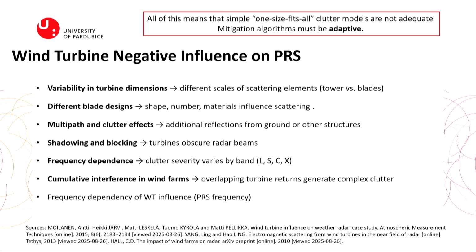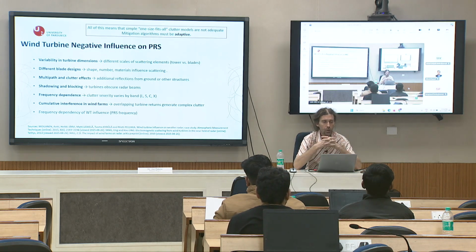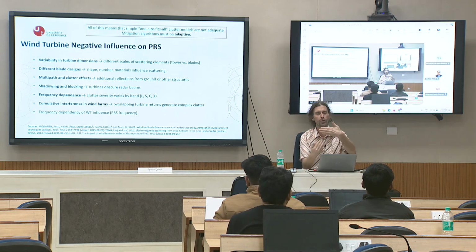Multipath and clutter effect, because imagine that if you have multiple wind turbines, the signal does not go just to a wind turbine and back, but it is reflected to another wind turbine and back, another wind turbine. So it is a multipath effect. It is also a huge problem. It can also cause shadowing and blocking, of course, so you don't see what is behind the wind turbine.